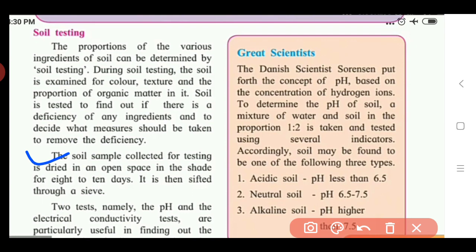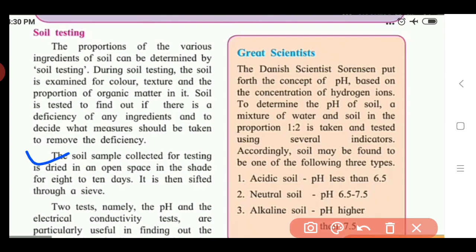So here it is then sifted through a sieve. Two tests are carried out for the testing: one for identifying the pH of that soil, whether it is acidic, neutral or alkaline, and the other for electrical conductivity, meaning whether electricity can flow through this type of soil. So these are two important tests that will be done for testing the soil.